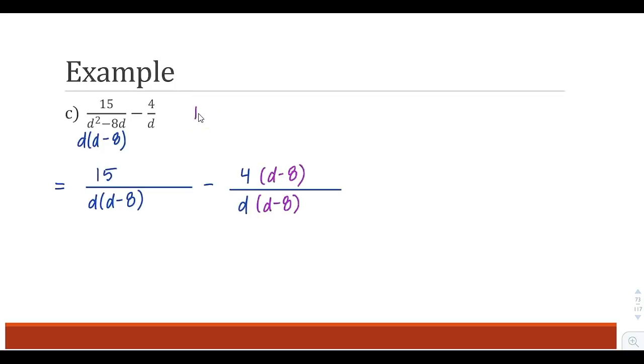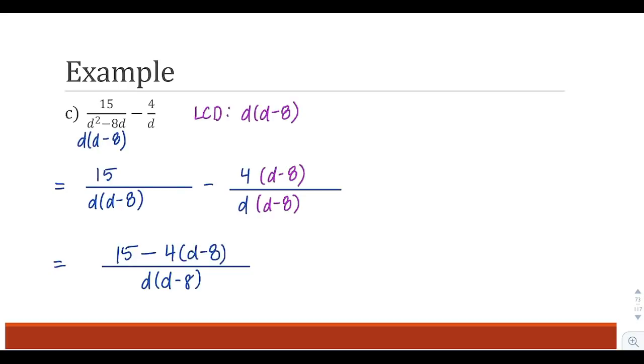So the LCD here, the least common denominator, was d times d minus 8. So it only took multiplying one side by something on the top and the bottom. We don't necessarily have to do both. And now that they have the same denominator, we'll combine this to be one rational expression. So one big fraction bar with d times d minus 8 on the bottom. And on the top, we're going to have 15 minus that 4 times d minus 8.